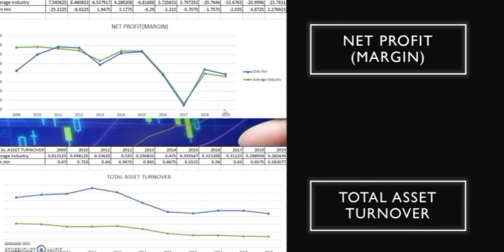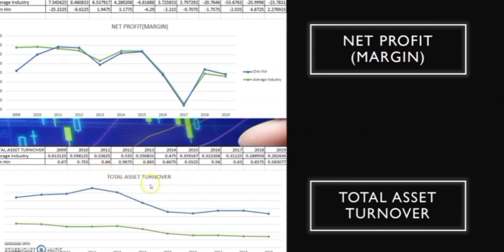So from this graph, you can see that the net profit of Chin Hin still has fluctuation, but in 2017 they had a bad decline, and the same goes for the industry average. They just had good performance in the earlier four years before. Then they have a change in net profit for the last five years.